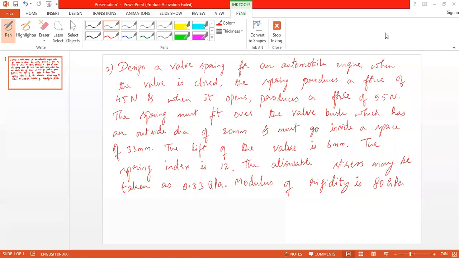Designed a valve spring for an automobile engine. When the valve is closed, the spring produces a force of 45 Newton. Okay, and when it is open, it produces a force of 55 Newton. The spring must fit over the valve bush, which has an outside diameter of 20 mm and must go inside a space of 35 mm.